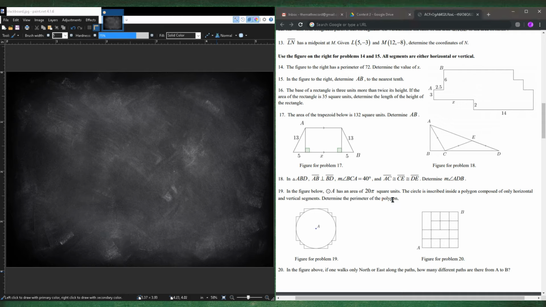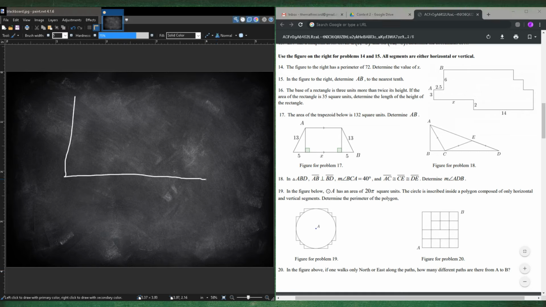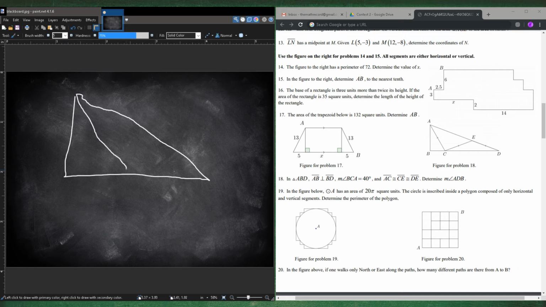Okay, question 18, using this diagram. In triangle ABD, AB is perpendicular to BD, so this is a right triangle. And angle BCA is 40 degrees. Okay, so let's draw this out. Trying to give myself more room. So this is 40 degrees, and this is 90 degrees, so this has to be 50 degrees.